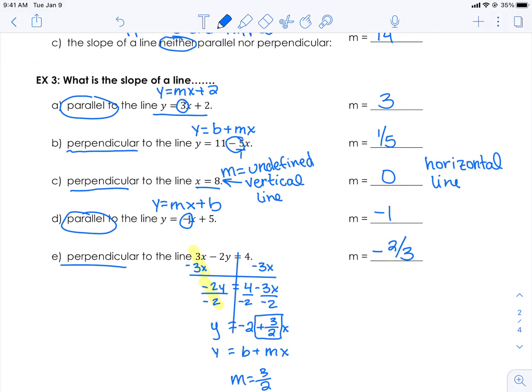Okay, so this is just helping us identify parallel and perpendiculars and figuring out what the slopes would be so we can start writing equations soon.